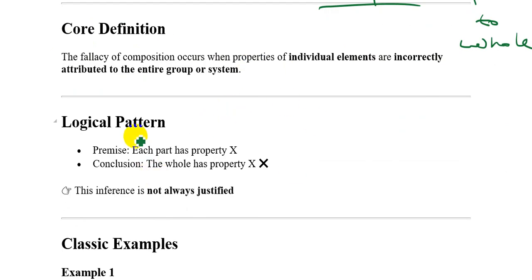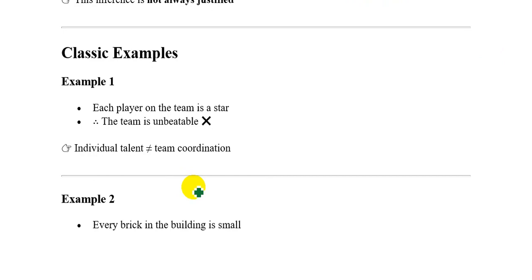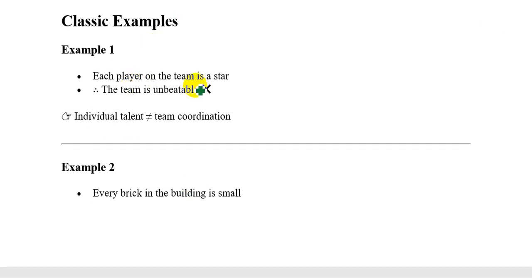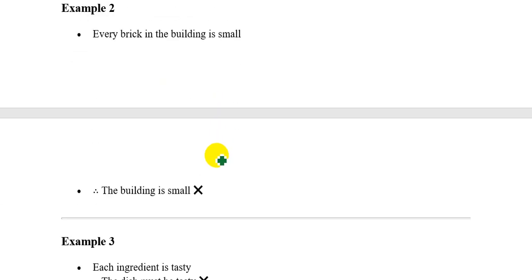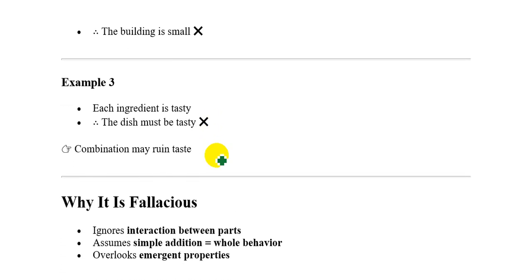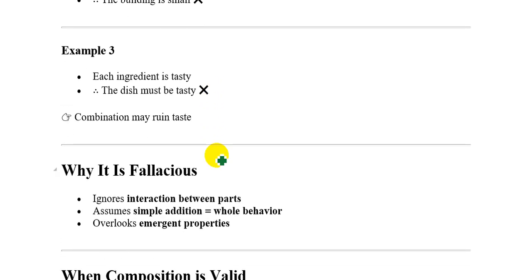The logical pattern is, let's say the premise would be each part has property X, therefore the whole has property X. This inference is not always justified. Let's understand this through an example. Each player on the team is a star, therefore the team is unbeatable. Individual talent does not equal team coordination. Example 2. Every brick in the building is small, therefore the building is small. This is of course false, it's a fallacy of composition. Another example, each ingredient is tasty, therefore the dish must be tasty. Combination may ruin taste also, that is also possible.